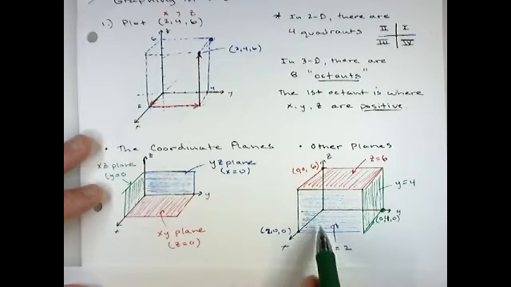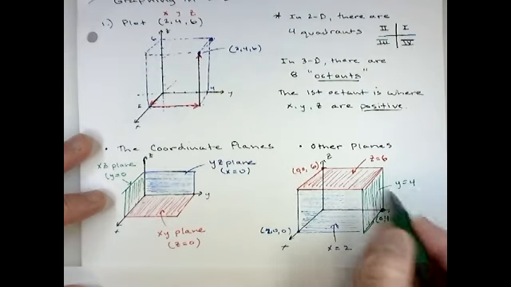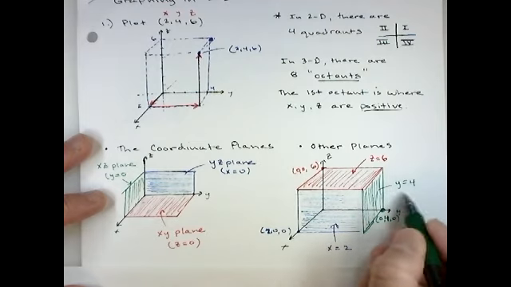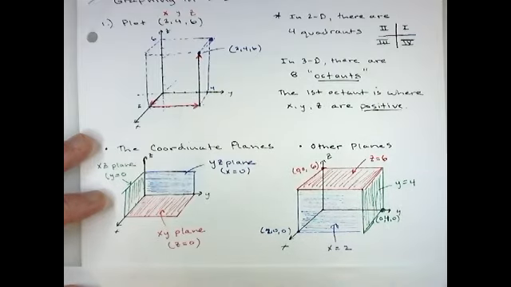So you have to get used to, in 3D, we're used to, for example, seeing y equals 4 and thinking of a line. But now when you see y equals 4 or x equals 2 or z equals 6, you should be thinking that's a plane. That's a flat surface.